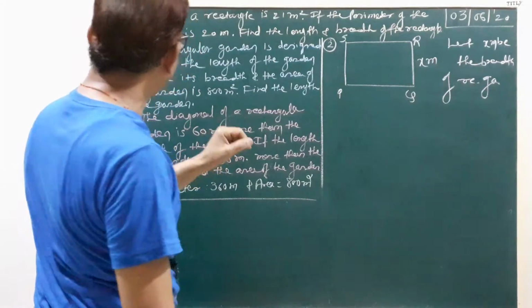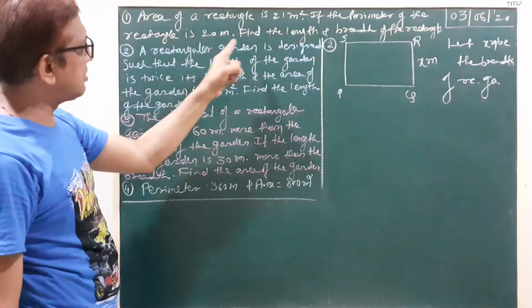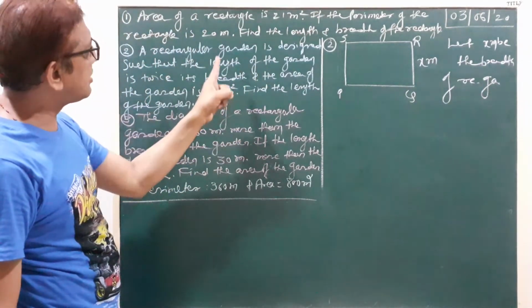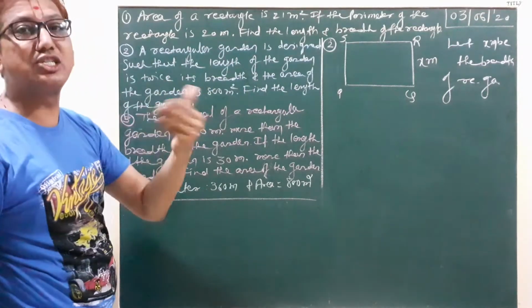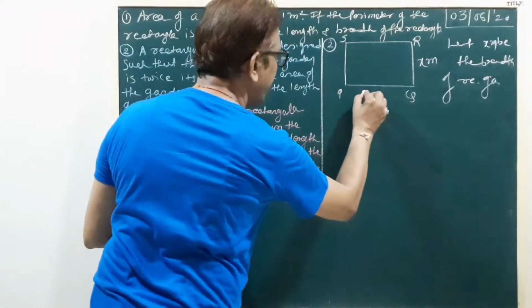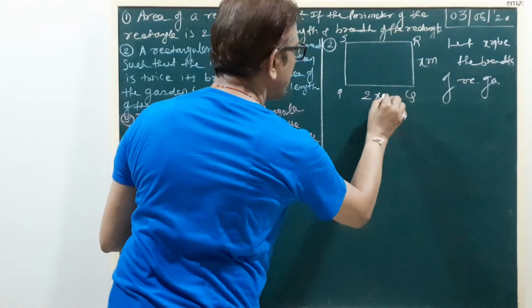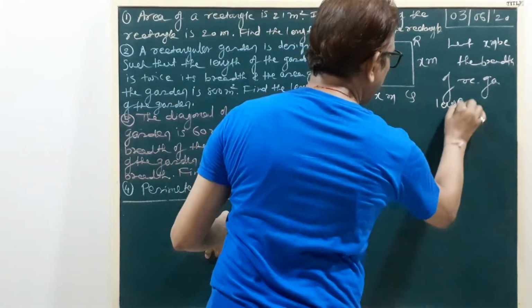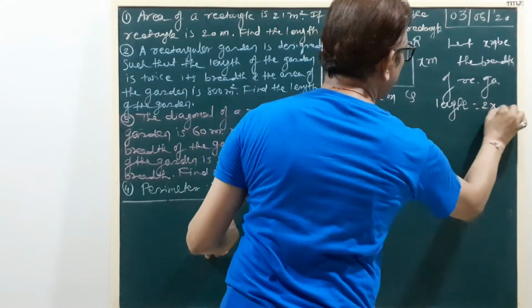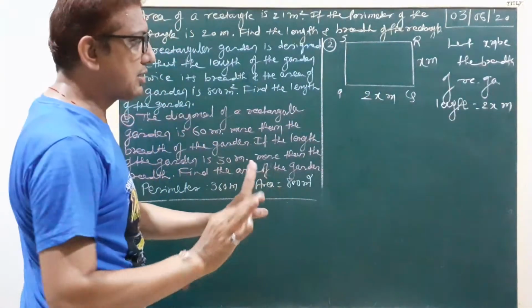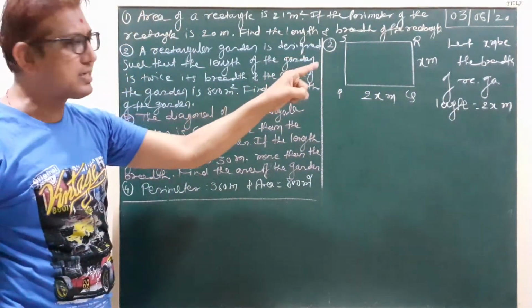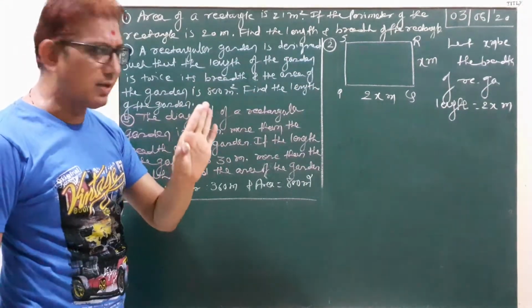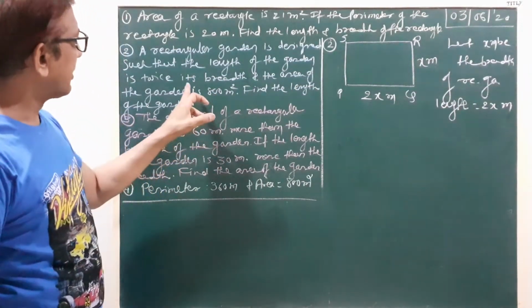Is that clear? Now our question is, a rectangular garden is designed such that the length of the garden is twice its breadth. Twice, that is multiplied by 2. So therefore length is 2x meter. So we write here length equal to 2x meter. Here breadth is x meter, length is 2x meter. Okay. Now read next sentence.